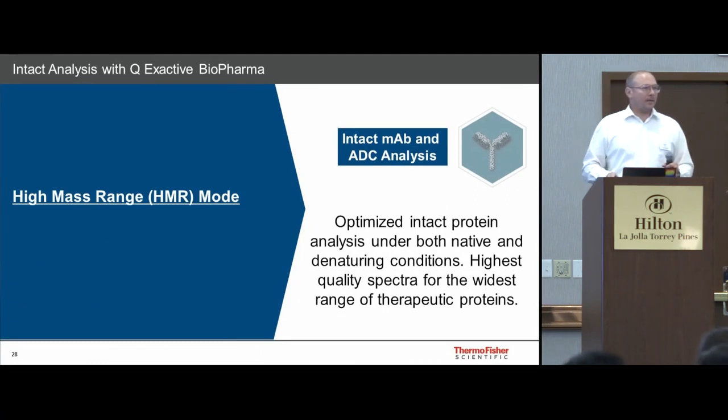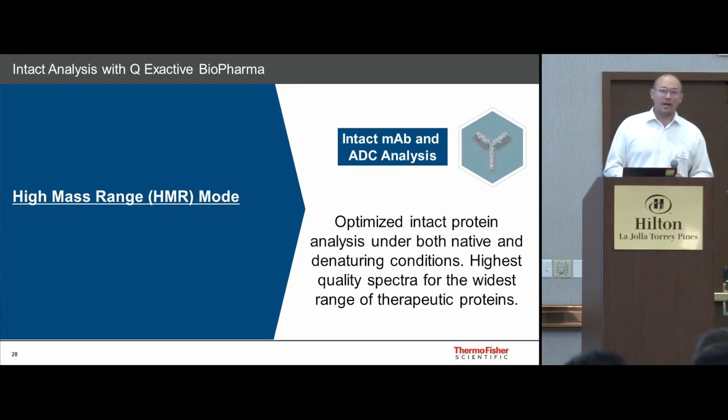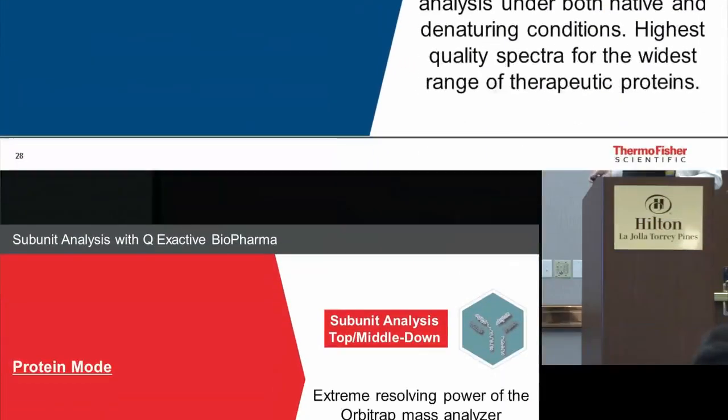So I'm all done, but I just want to review. The Q Exactive mass spectrometer now has a biopharma option. So Q Exactive BioPharma has 3 modes, and this is perfectly suited for the top 3 workflows for characterization. Importantly, intact antibody and ADC analysis is really now, we've moved, we're in the future. Intact analysis is best done on an Orbitrap. And if you're going to do intact analysis, you want to use high mass range mode.